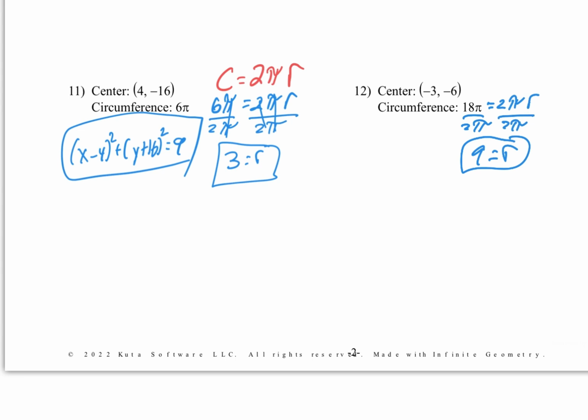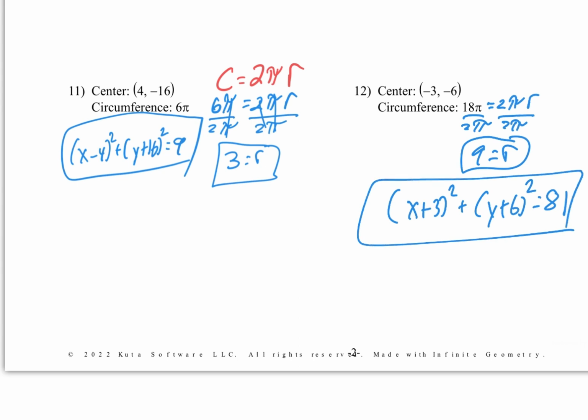What if it's uneven though? What if it's like a 23? Then it's just dividing it by 2 still, right? So this would be (x + 3)² + (y + 6)² = 81. Not so bad, right? Looks bad, but it's not.